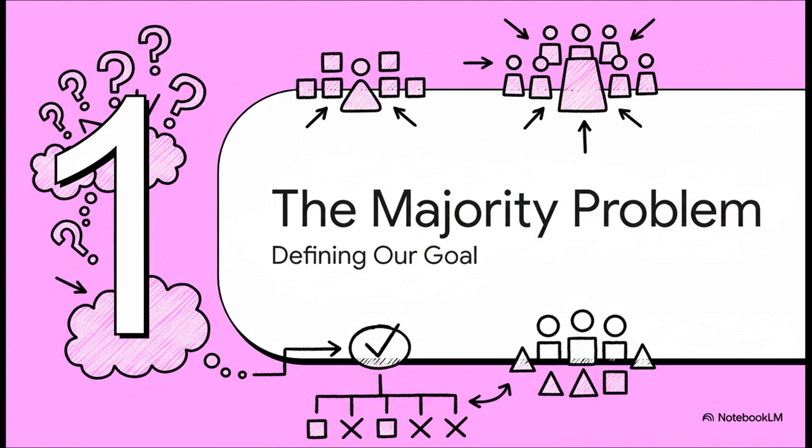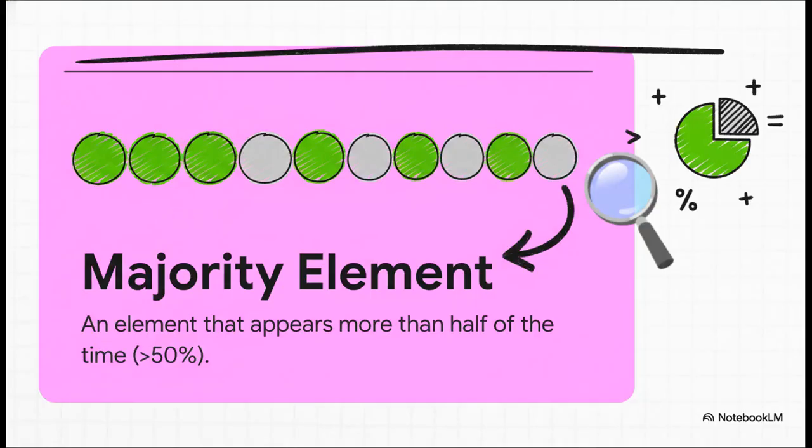Okay, so how do we tackle a problem like that? Well, before we jump into the really clever solution, let's just make sure we're all on the same page about what we're actually looking for. Let's clearly define our goal here. Now, a majority element isn't just the one that appears the most often. It has a very strict definition. It's an element that appears more than half the time. So, if you have a list with 10 items, the majority element has to show up at least 6 times. That greater than 50% rule is absolutely key to this whole thing.